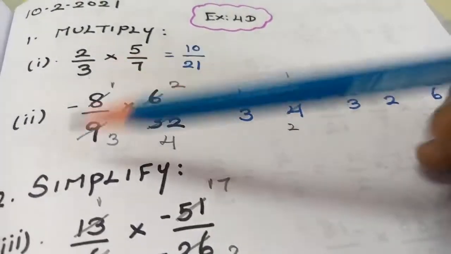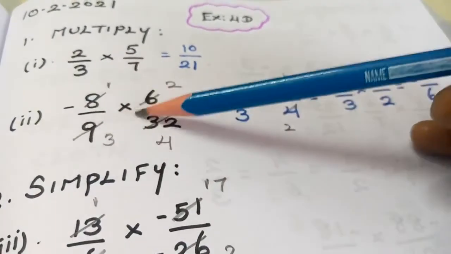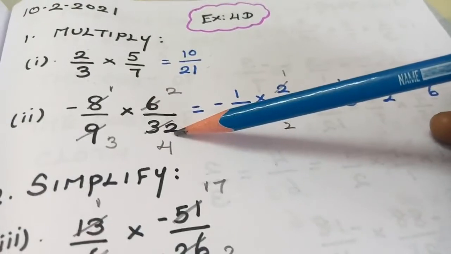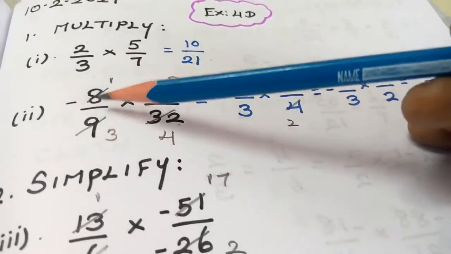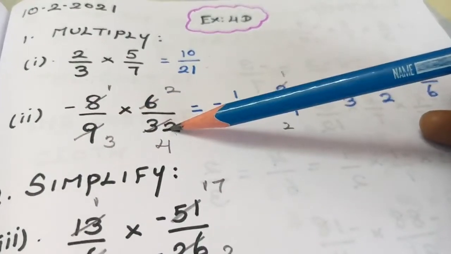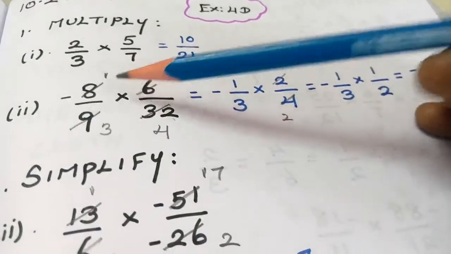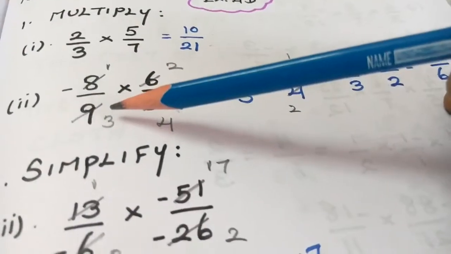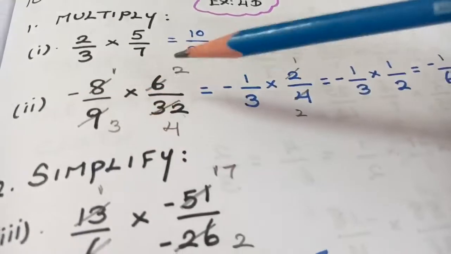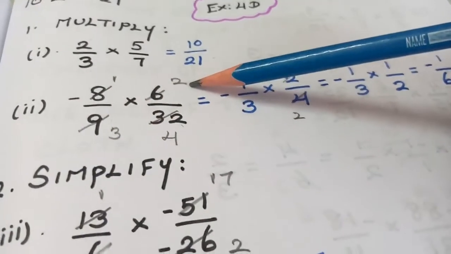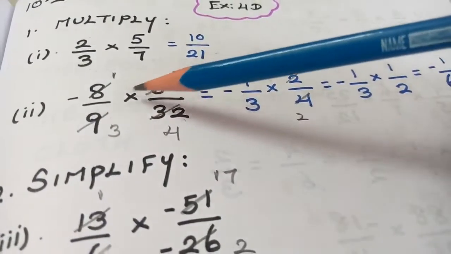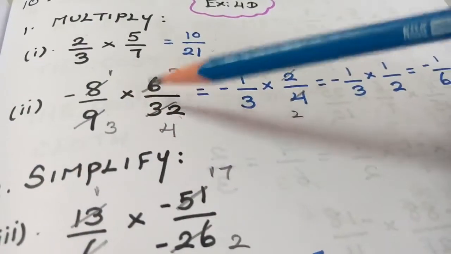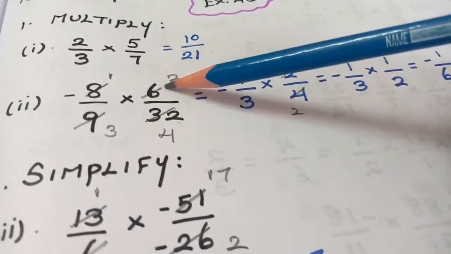Coming to the second question, minus 8 by 9 into 6 by 32. Here I am cancelling 8 and 32 by the 8 table itself. 8 ones are 8, 8 fours are 32. And 6 and 9 I am cancelling by the 3 table. 3 threes are 9, 3 twos are 6. The common table is 3.